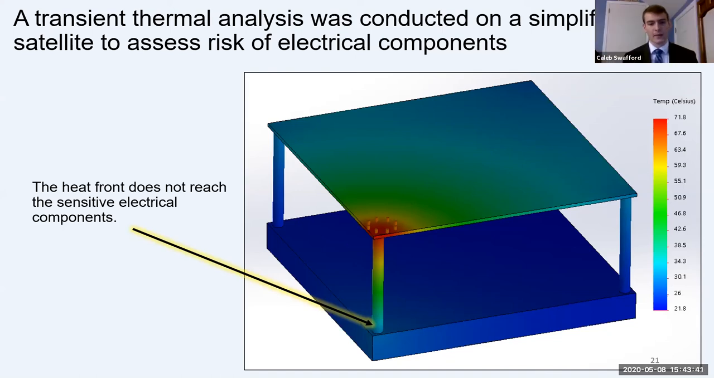But this analysis showed that the heat conducted through the frame of the satellite doesn't reach any electrical components at the bottom of the satellite. And those are the only ones that we would be worried about, because all other areas of the satellite can be defended by our PCM module.